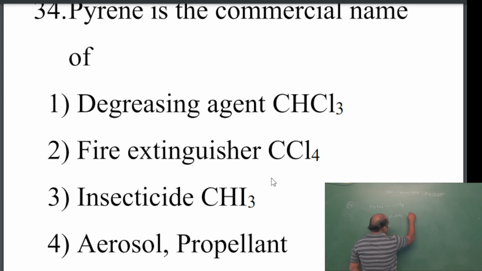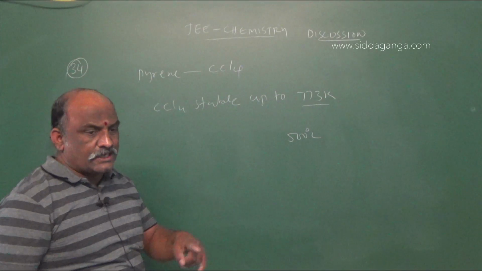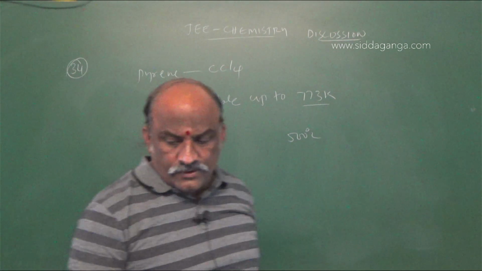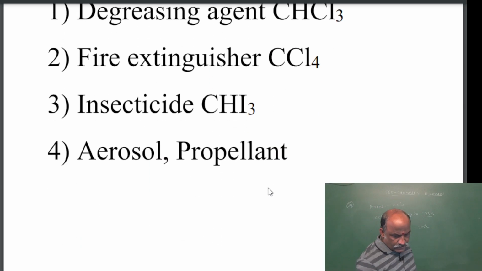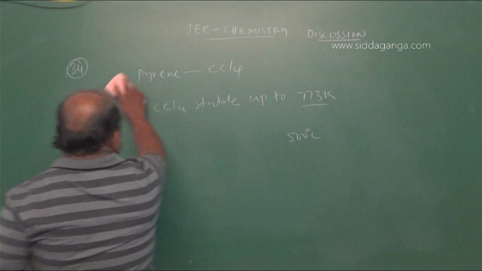Carbon tetrachloride is stable up to 773 Kelvin temperature. 773 K is nothing but 500 degrees centigrade. Because of the extra stability of this compound, it is used as a fire extinguisher under the name of pyrene. So the answer for pyrene is the commercial name for the fire extinguisher CCl4. You should go with answer 2. Answer 2 is right for this concept background. Next one is question number 35.